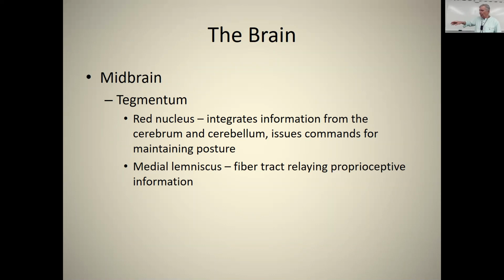The medial lemniscus is a fiber tract relaying proprioceptive information. So remember what proprioceptive information is. That's information from muscle spindle fibers. We'll talk about those in the muscle chapter, where it tells your brain how contracted every muscle is. So you know where your body parts are in space. And that's why you can do that. Because I know where my arm is. I don't even have to watch it. I know where it is. That's proprioceptive information. And so the medial lemniscus is white matter, a fiber tract, relaying this information to the cerebellum.